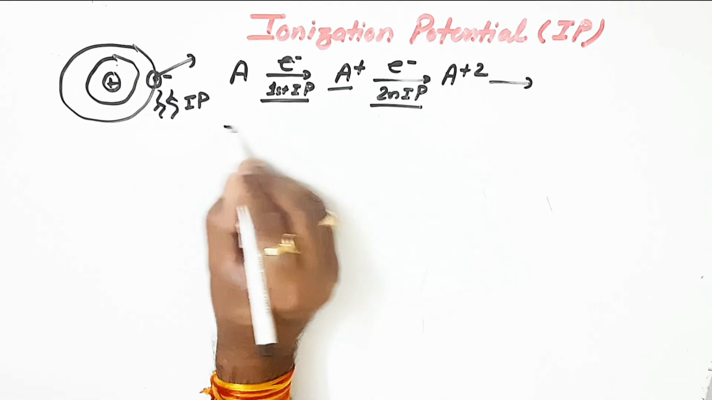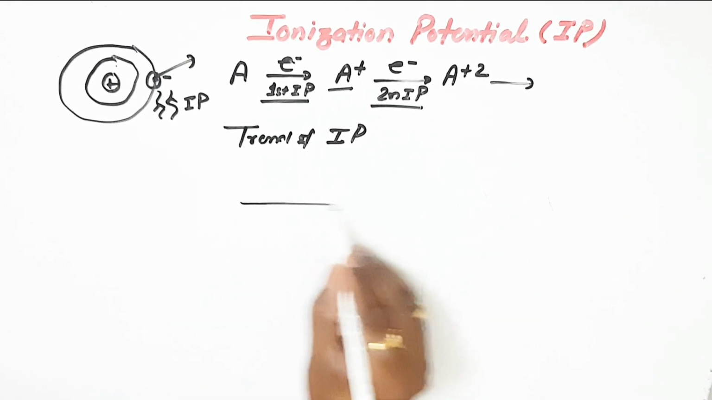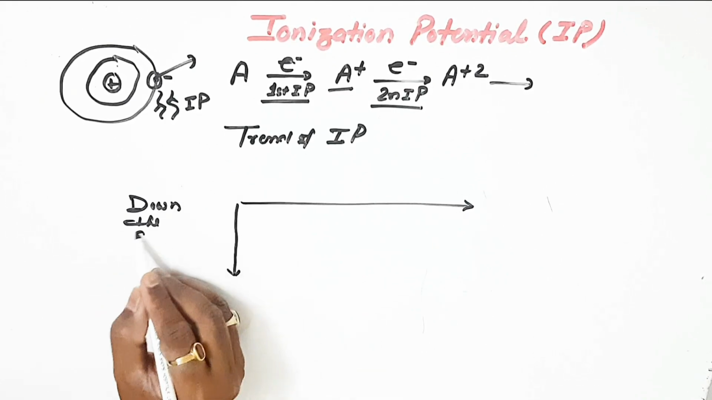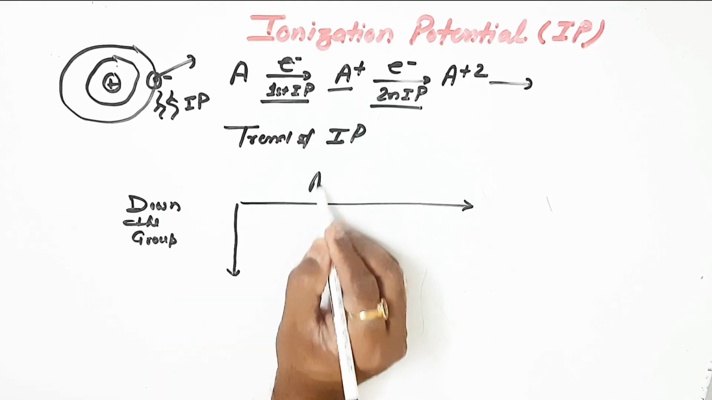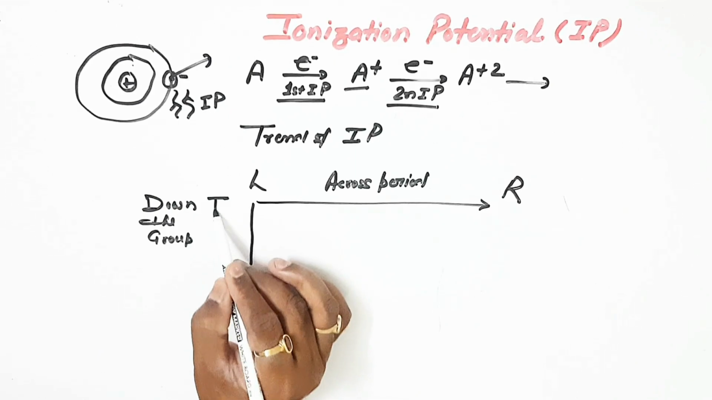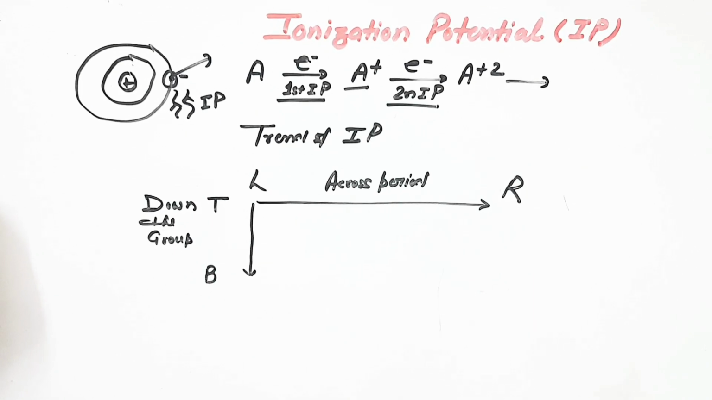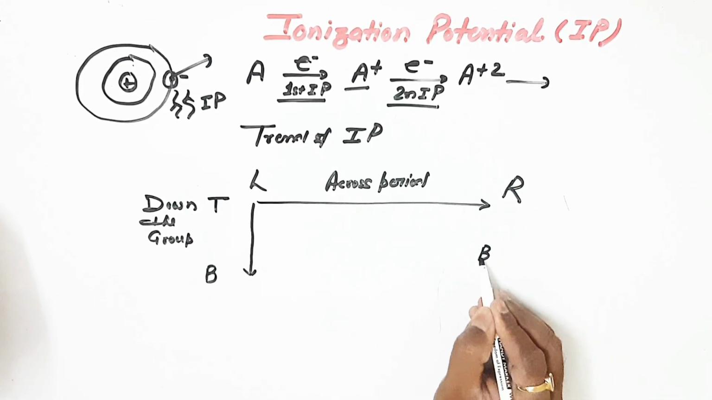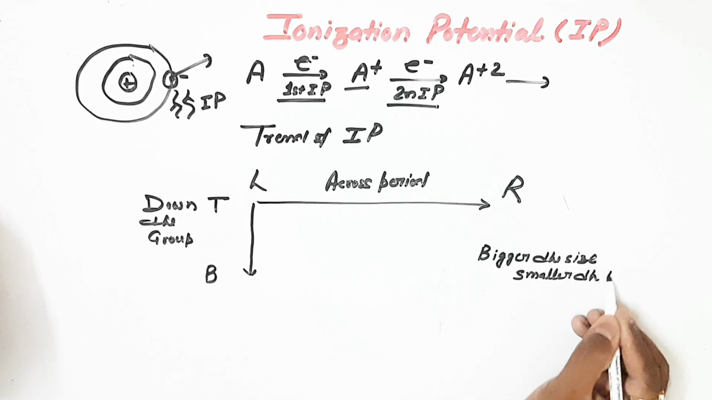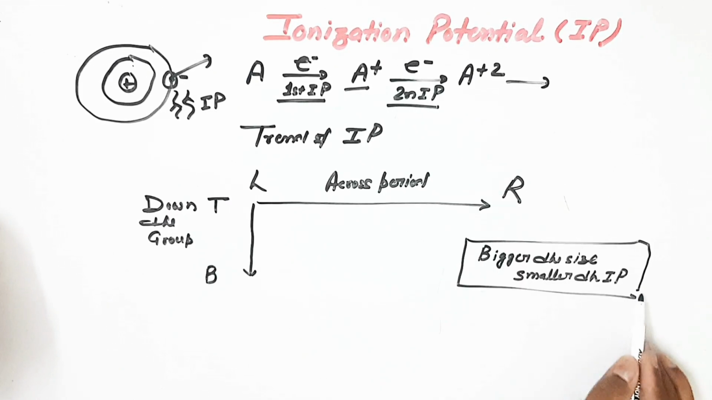Now we are discussing the trend of IP across a period and down the group. So across a period, left to right, and down the group, top to bottom. The key concept in ionization is the relative ionization potential value of two different atoms. Bigger the size, smaller the IP. That we will keep in mind, and with the help of this, we can establish the trend.